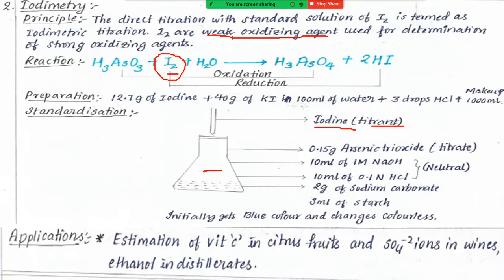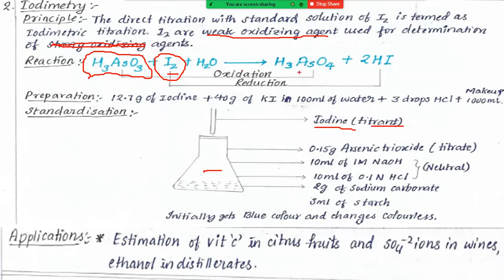Okay. But this oxidizing agent is useful for determining reducing substances. It is not a strong oxidizing agent. Okay, here H3AsO3, that is arsenous acid, is a reducing agent, right? So iodine is the oxidizing agent and arsenous acid is a reducing agent. Okay.